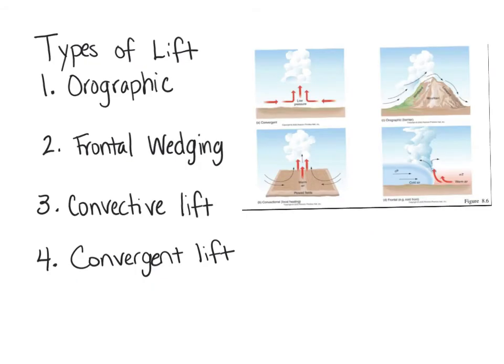If you recall from the section about the formation of clouds, we need to have air rise up so that it will expand and cool and condensation will occur. In order to have condensation happen and lift happen, there are actually four different ways that we can get the air to lift up. The first way is orographic lift.